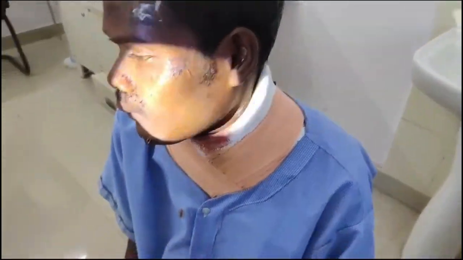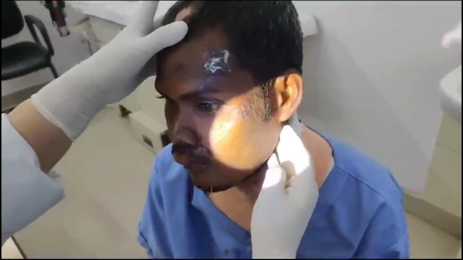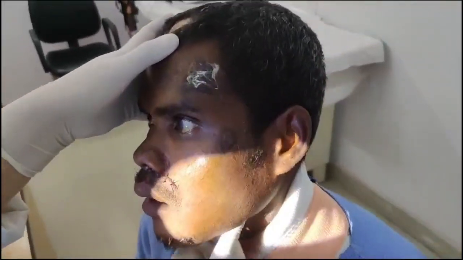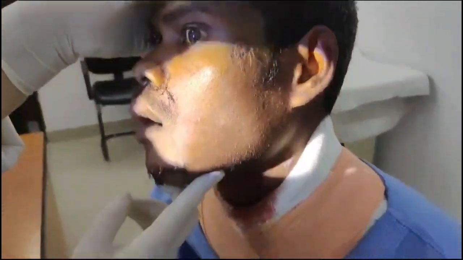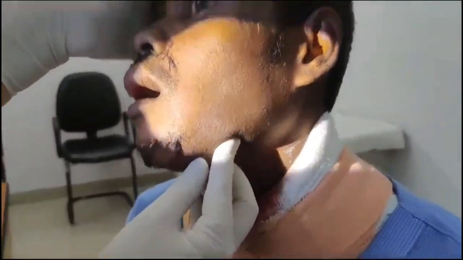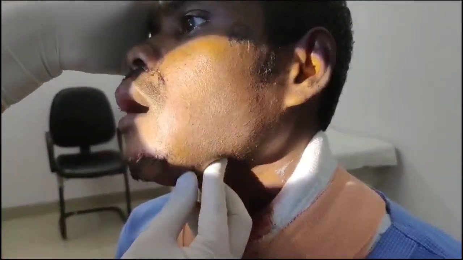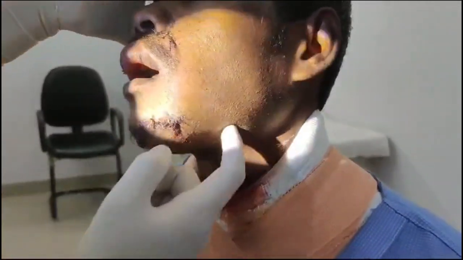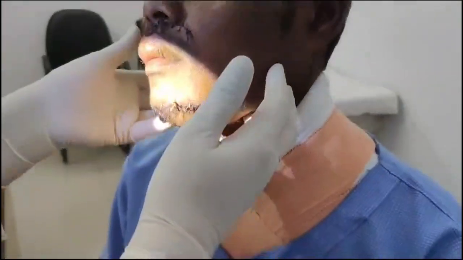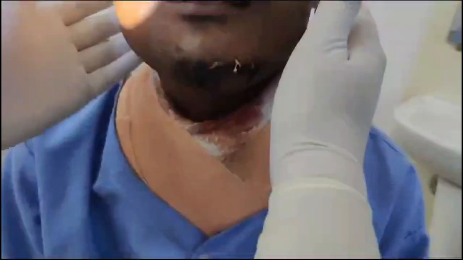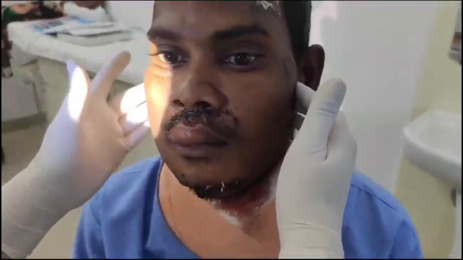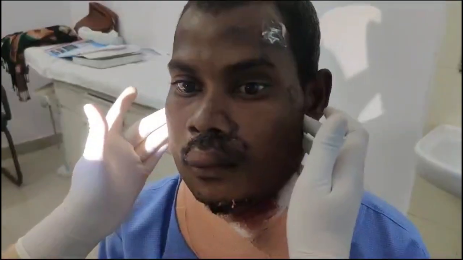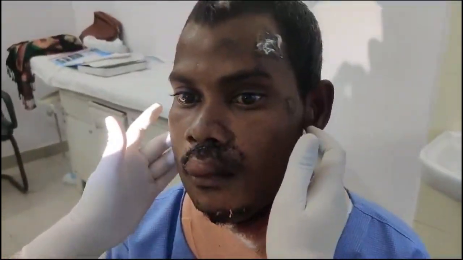Externally also we will examine, is there any break in the continuity of the lower border of the mandible. Here there is one mobile fragment found on palpation. A sutured wound over the mandible is there. Ask for tenderness or pain over the temporomandibular joint.